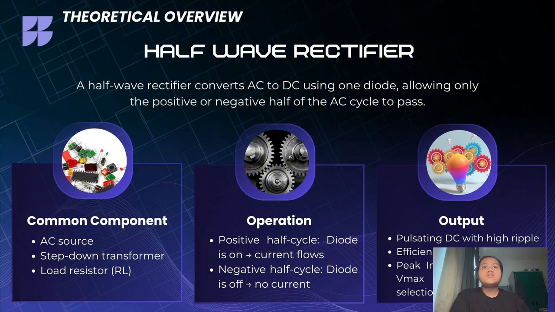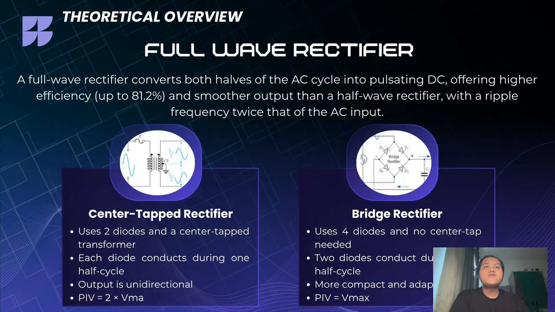The full wave rectifier converts both halves of AC into pulsating DC. Higher efficiency and smoother output than half wave. Efficiency up to 81.2%. Ripple frequency is twice the AC frequency. Two main types of full wave rectifier. The first one is the center tap rectifier. It uses two diodes and a center tap transformer. Each diode conducts during one half cycle. Output is unidirectional. PIV equals 2 times Vmax.